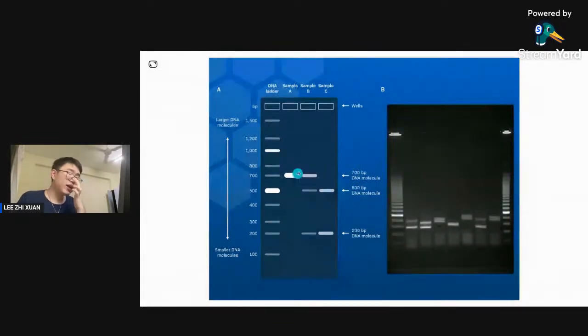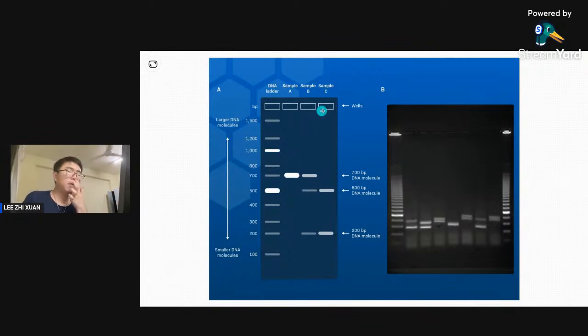You should write this in your answer for the essay question. So you can make a comparison. For larger size, it will move very slowly. For smaller size, it will move very fast, further from the well.